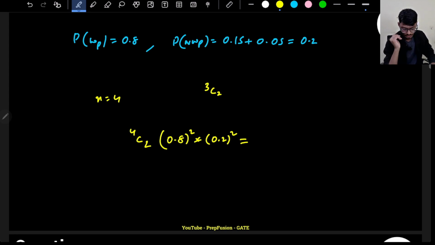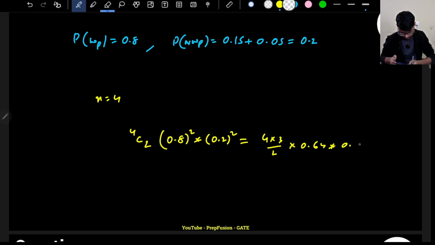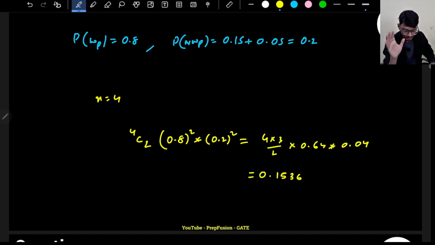So the right answer will be, I will just quickly calculate the answer. 4C2 is 4 into 3 divided by 2, that is 6. So 6 into 0.8 whole square, that is 0.64, into 0.2 whole square, that is 0.04, right? So 4 into 3 divided by 2 into 0.64 into 0.04. So this will be 0.1536. Now this will be the answer for this question, and of course I will wait for the official question, then only I can comment, but according to me the answer should be this only.